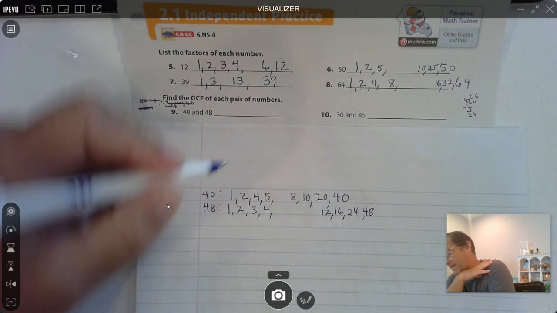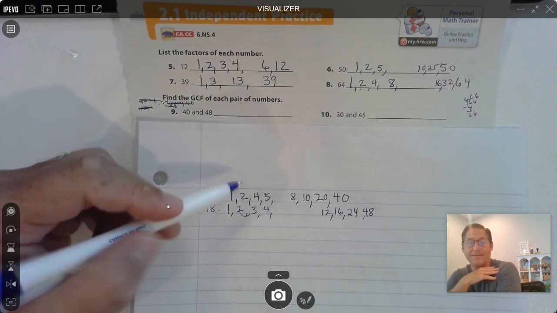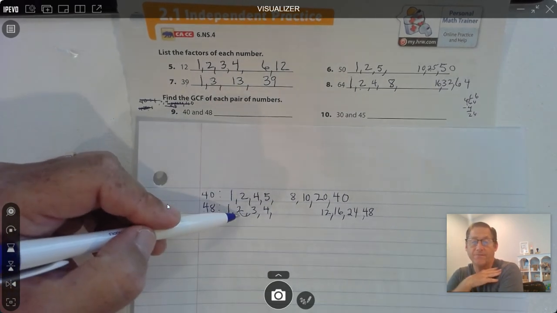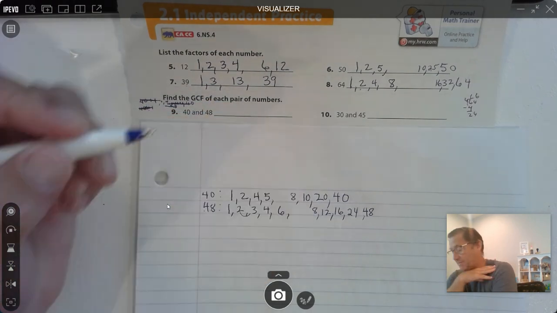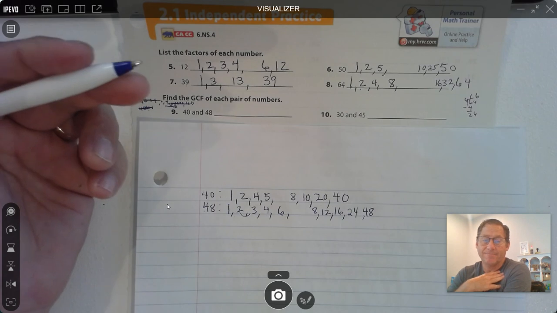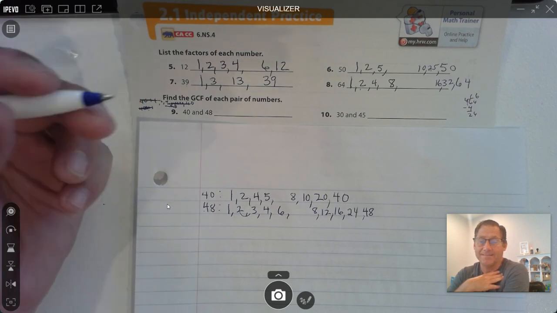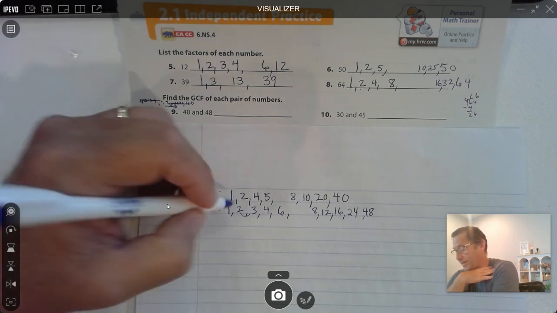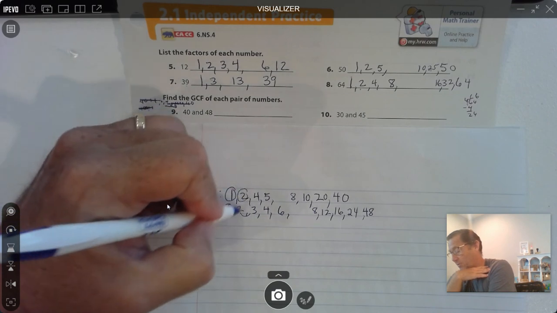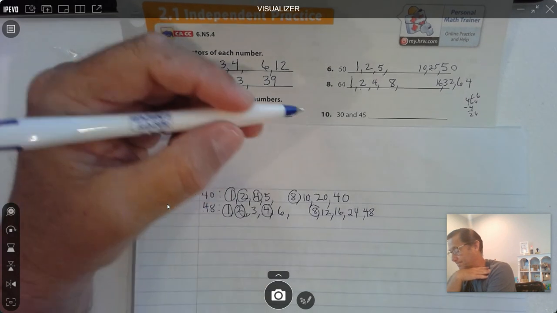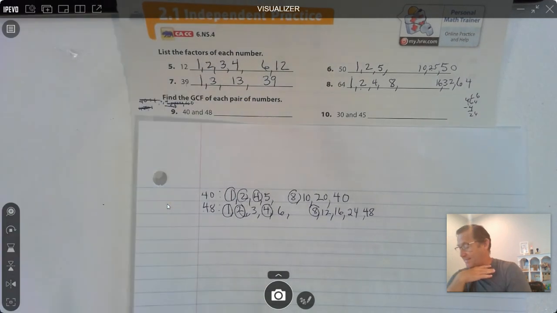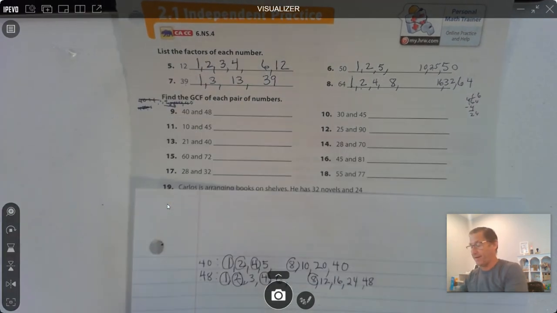6 is a factor of 48. Again, I see that 2 and 3 are both factors of 48, so 6 is also a factor of 48. And that's 6 times 8. 7 is not. 8 we already know. 9 is not. So these are our factors of 48. So circle our common factors. And we see that 8 is our greatest common factor.